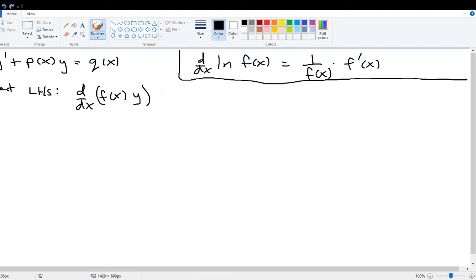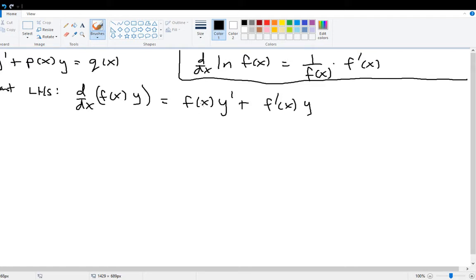To start that investigation, we're just going to expand out what this left-hand side would actually look like. Just using the product rule here, the derivative is f of x times y prime plus f prime of x times y. That's just the product rule. So straight away we can see that we want the left-hand side to look like this with these f of x's and f prime of x's, but the left-hand side of our differential equation actually looks like this with just a y prime.